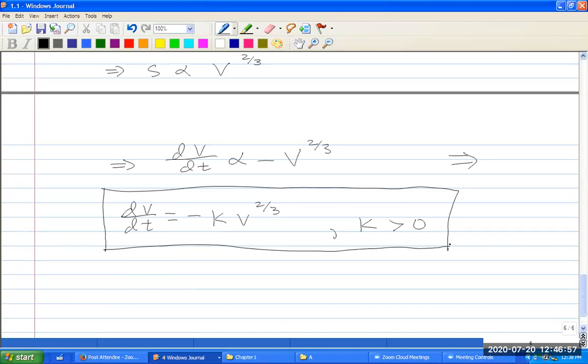By the way, this is how a lot of differential equations are sort of derived. So dV/dt equals minus K V to the 2/3. So that is a differential equation, and that can be easily solved. And so I've changed this to something that we can actually look at.